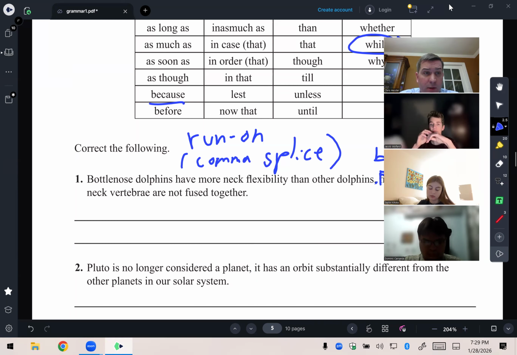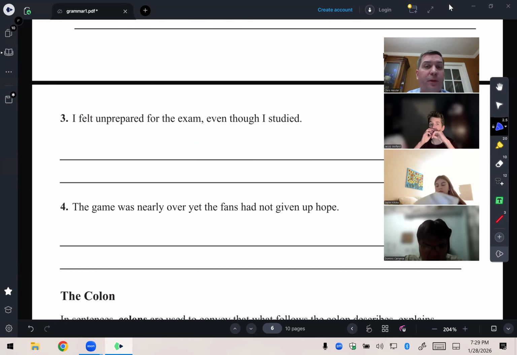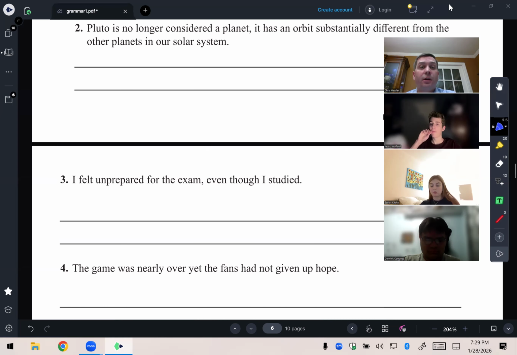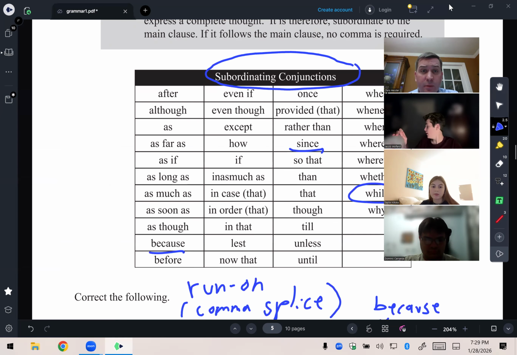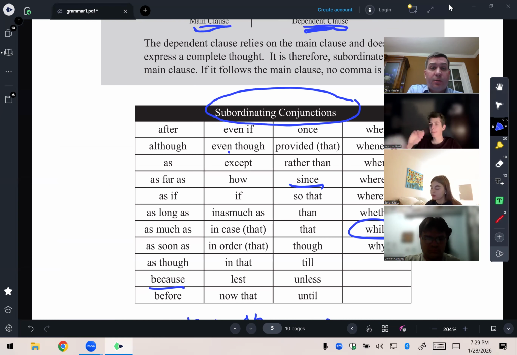Okay, let's look at number 3. I felt unprepared for the exam even though I studied. So we could test this. I felt unprepared for the exam, period. That is a complete thought. Even though I studied will never be a sentence. That will never be a complete thought. Is even though on our list of subordinating conjunctions? Sure, it's right there.